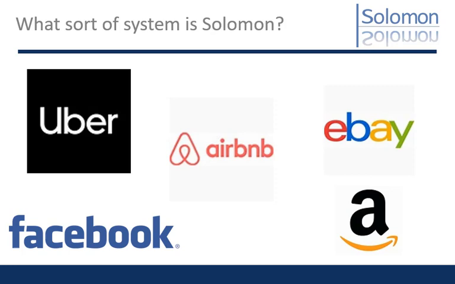Coming back to our central theme, I have already explained that Solomon is a system. My rhetorical question to you is, what does Solomon have in common with world-class systems such as Uber, Airbnb, eBay, Facebook and Amazon? Well, how much do you know about computers? I'll give you a few seconds to think about it. Some people get the answer. Well, Solomon is a platform, exactly like Uber, Airbnb, eBay, Facebook and Amazon.